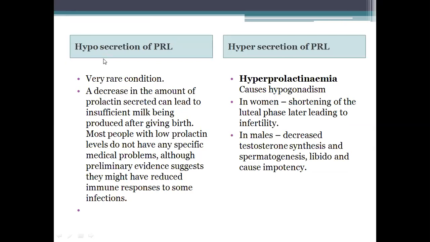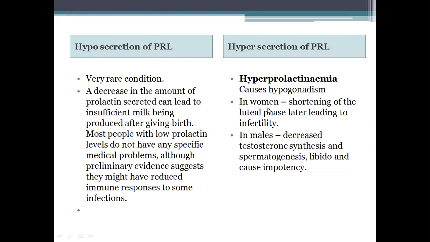Now, under abnormal situations, a very rare condition, there is abnormality of the prolactin. If there is a hyposecretion, there is less production of milk. Go through these points: under hypersecretion, it results in a condition called hyperprolactinemia.